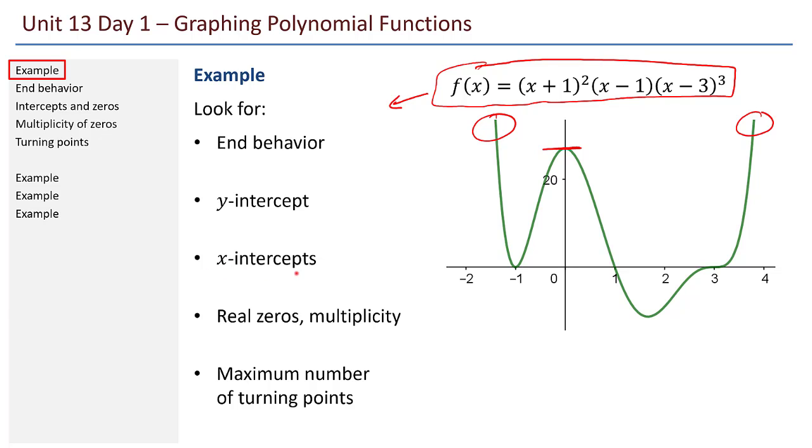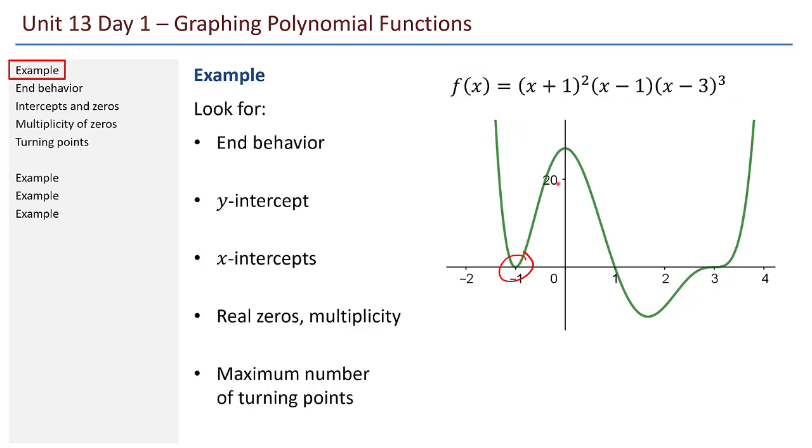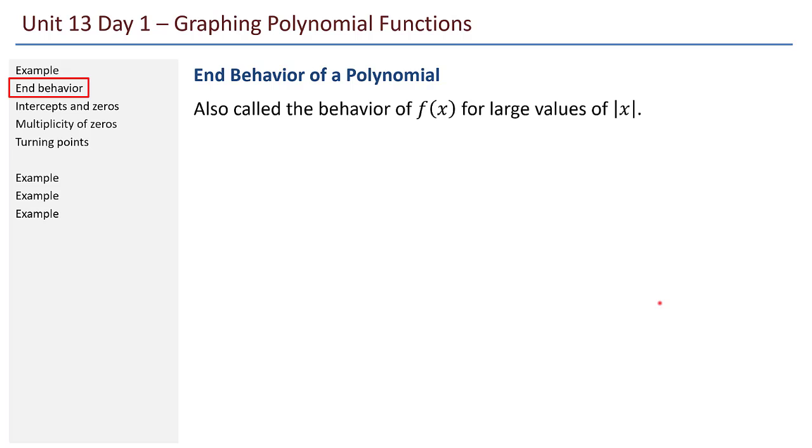We'll talk about the x-intercepts. So where does it touch or cross the x-axis? We'll think about real zeros and multiplicity, so that not only where does it touch, but how does it touch the x-axis. And then we'll talk about turning points. In this particular example, it looks like there are 1, 2, 3 turning points. All right, so we'll do some different examples. We'll look at all these different characteristics and see if we can get a good sense for how to graph polynomial functions.